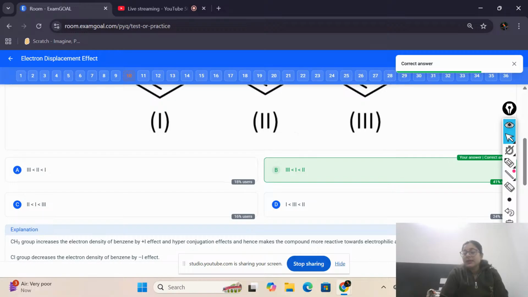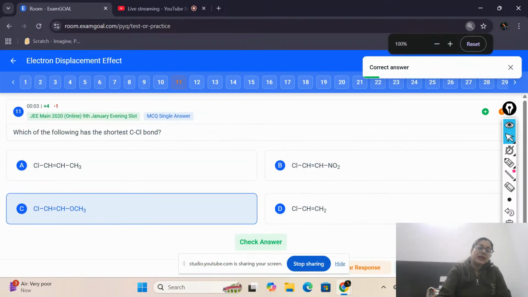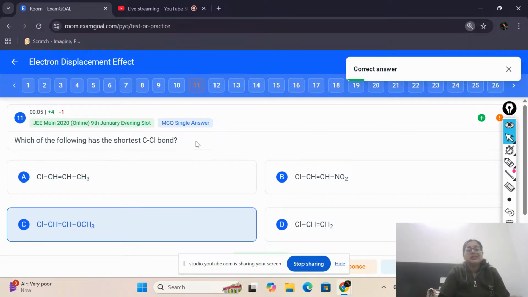This is correct. Coming to the next: which of the following has the shortest C-Cl bond? The shortest C-Cl bond will be the bond in which minus I groups or resonance or double bond character develop between the carbon and the chlorine. So in this benzene structure, chlorine is showing resonance, but not as much.